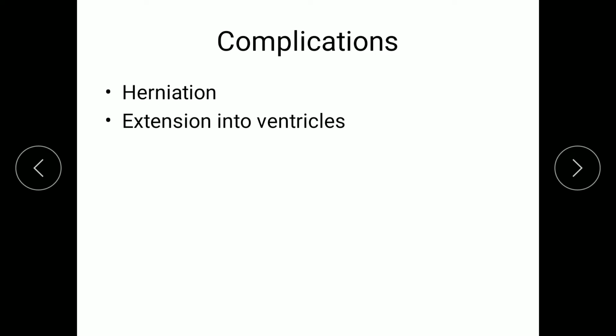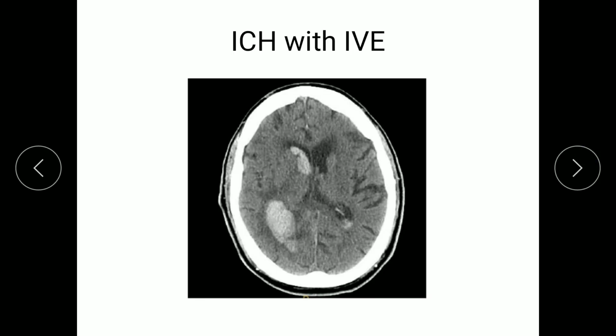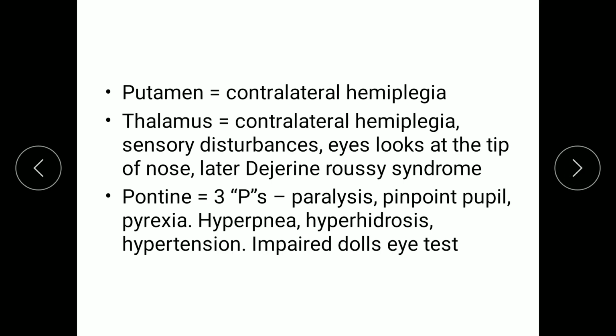Complications: apart from the complications of stroke like bed sores, UTI, aspiration pneumonitis, brain can undergo herniation and compress the vital structures. Herniation can occur and the blood can extend into the ventricle, which is called as intraventricular extension, which indicates a poor prognosis. You can see the bleed here, which is extended into the ventricle. This is called as intraventricular extension, which carries a poor prognosis.